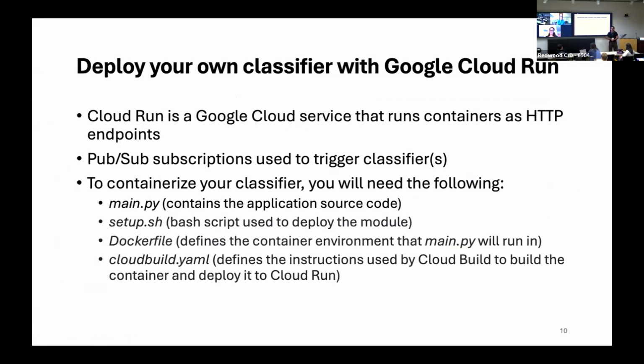One of the things I haven't mentioned yet is that, depending on your science case, you can implement your own classifier and use the data services that we provide to run your classifier. We recommend using Google Cloud Run. It's a service that runs containers, and you can use a PubSub subscription to trigger your classifier. There's a lot of details behind this, but the main idea is that you need the following files to containerize your classifier. You're going to need the source code, a setup script to deploy the module, a Dockerfile, and a YAML file that contains the instructions used by Cloud Build to build the container and deploy that to Cloud Run.